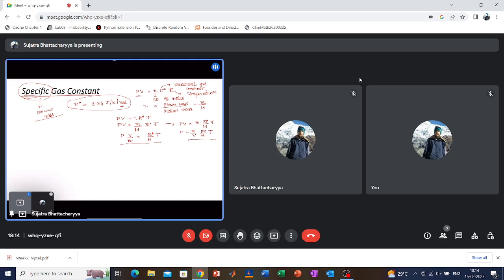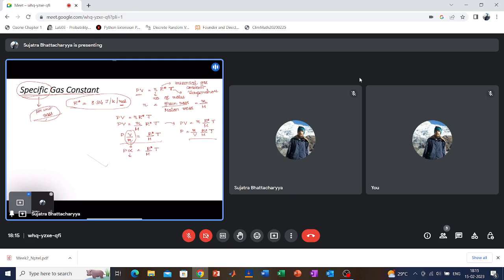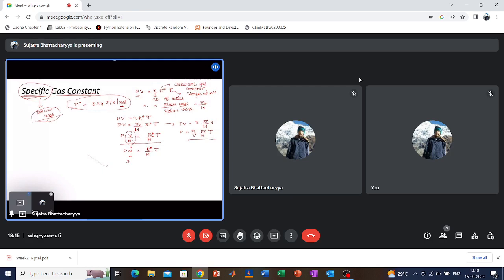See, this is volume per unit mass, and I have said that per unit mass means specific. So we will write this particular term as P alpha is equal to R star by M into T, where M is the molar mass. What is this alpha then? Because it is volume per unit mass, we call this alpha the specific volume.